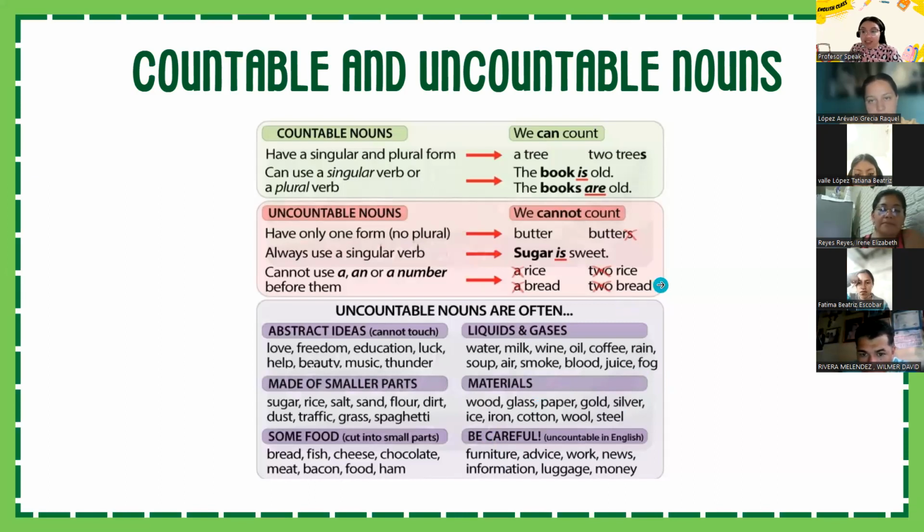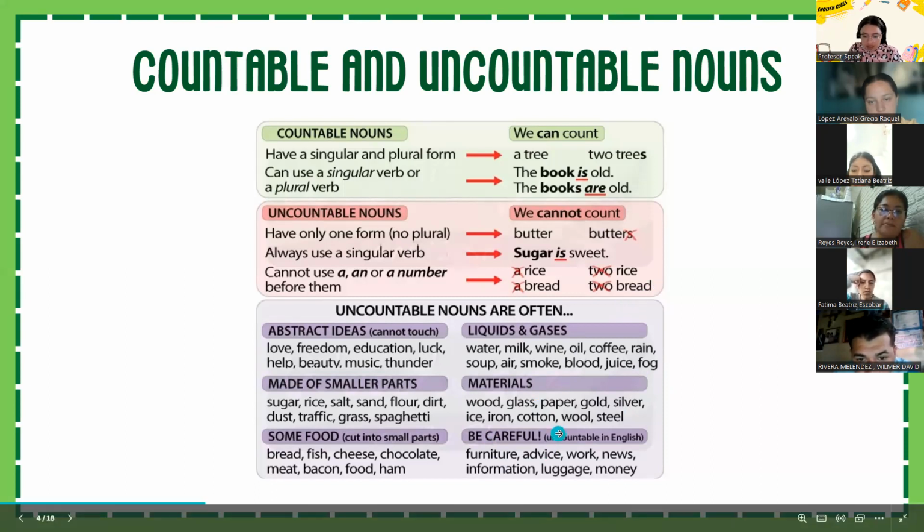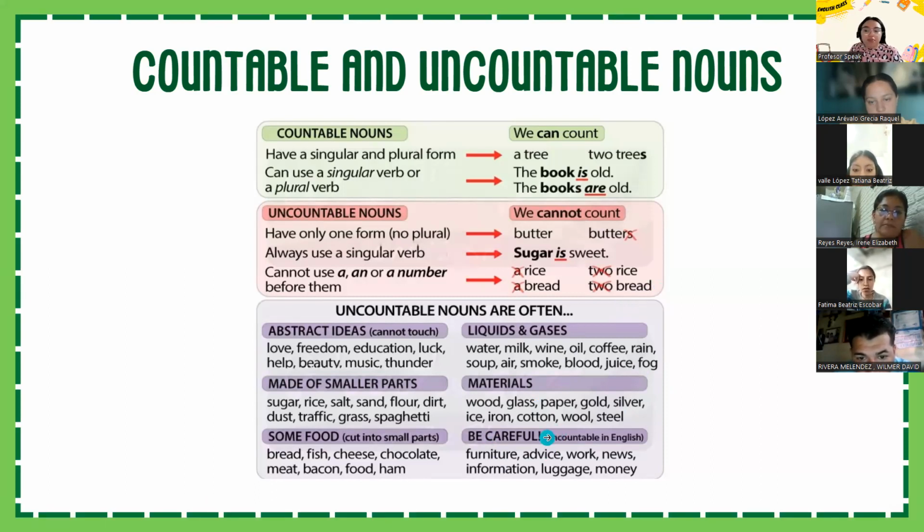Muebles, right? In Spanish, we say muebles, plural. But in English, we only say furniture. We don't say furnitures. That is not correct. Then we have advice. Do you know what is advice?